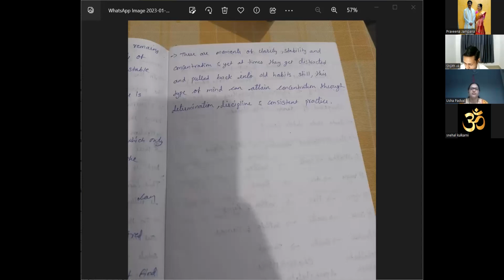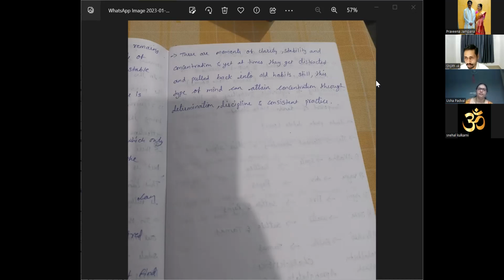There are moments of clarity, stability, and concentration, yet at times we get distracted and pulled back into old habits. Generally this is what happens, because we are in the state of Vikshipta. Sometimes we have clarity, stability, and concentration, and we practice with great concentration and awareness, but sometimes we get distracted and pulled back into old habits. Still, this type of mind can attain concentration through determination, discipline, and consistent practice.